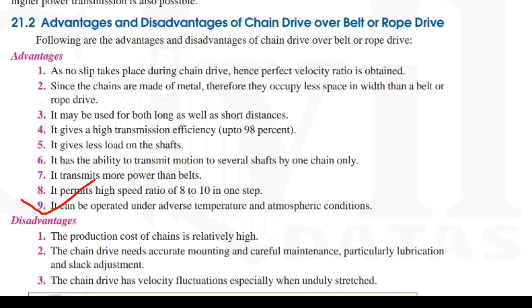And finally, ninth, it can be operated under adverse temperature and atmospheric conditions. So these are the most important advantages of chain drives compared to belt drives or rope drives. And next, what are the disadvantages of chain drives? First, the production cost of chains is relatively high, because we are using metallic parts and designing them in a proper shape. That's why a high cost is required for production.